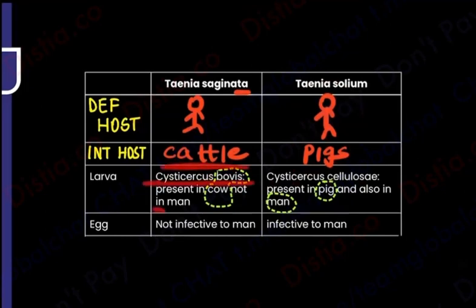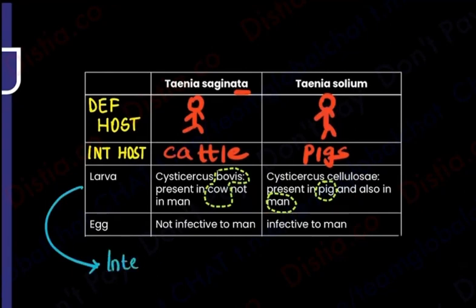Only in cattle, not in man. Taenia solium, in everything: Cysticercus cellulosae can be in pigs, it can be in man. Okay, so now you will ask me what disease they will cause. So remember the larva over here in humans. I want to know what it causes in us.